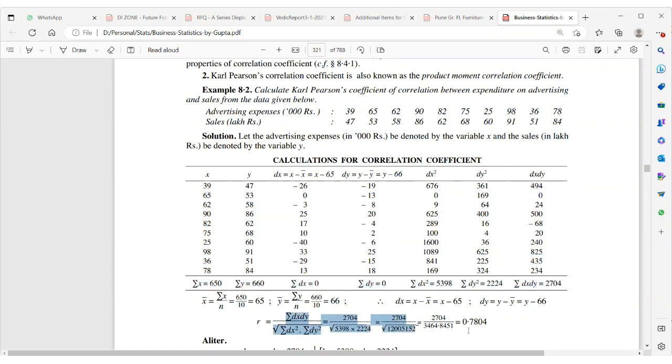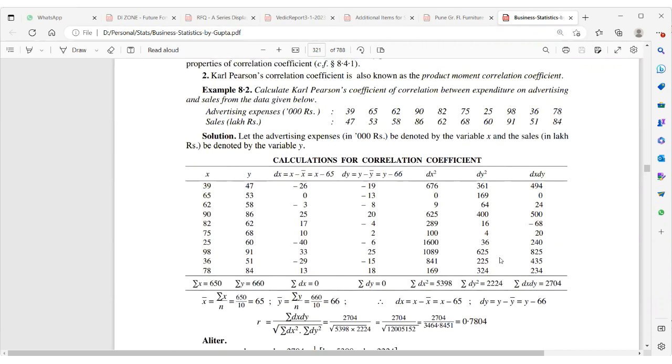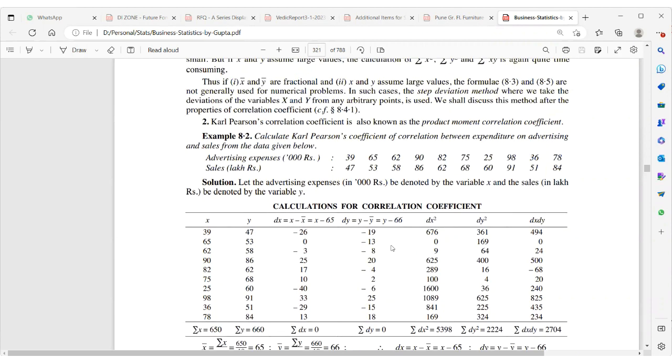Put in this formula, and it comes to 0.7804. Okay, right? So this is the correlation. This is a positive correlation. What does this mean? This is a positive number, 0.78, and obviously it's close to one, not very close, but apart from zero. If we compare with zero and one, it is much closer to one, right? So that means it is more positive.